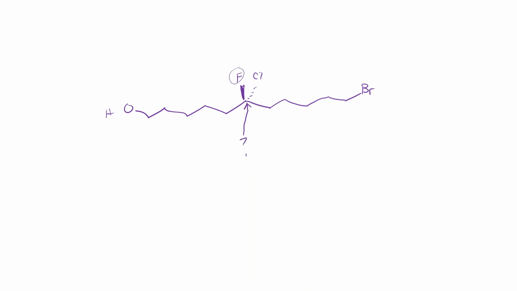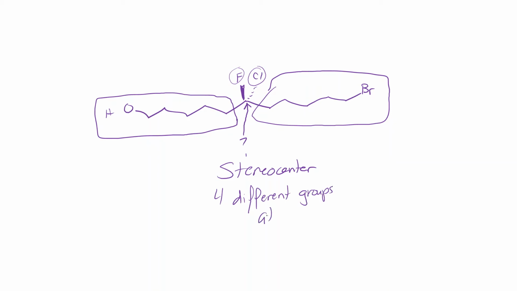It's got a fluorine, it's got a chlorine, and it's got a bunch of carbons attached to our sp3 carbon in the middle. Is this group different from this group? Right? If these 2 groups are different, then we have a stereocenter. If they're the same, then we don't. And even though the OH is very far away from the stereocenter and the bromine is very far away from the stereocenter, these are different enough. So this one is a stereocenter. 4 different groups attached to sp3.